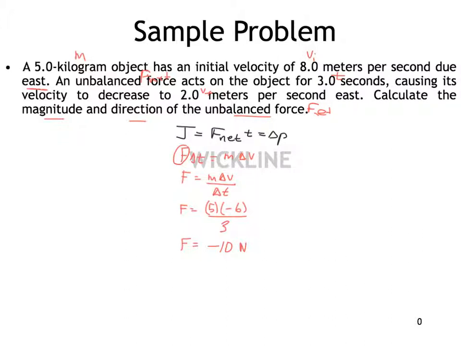And the negative in this case does indicate direction, because initially I was using positive values for the speeds in this question of 8 and 2. So getting a negative value is going to be the opposite of, in this case, east. So my final answer is going to be 10 newtons west.